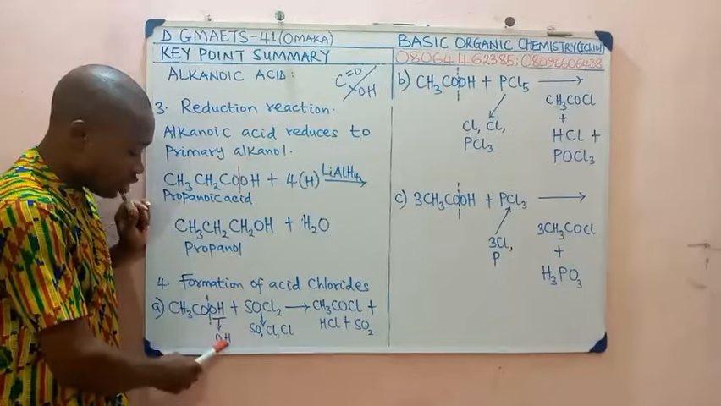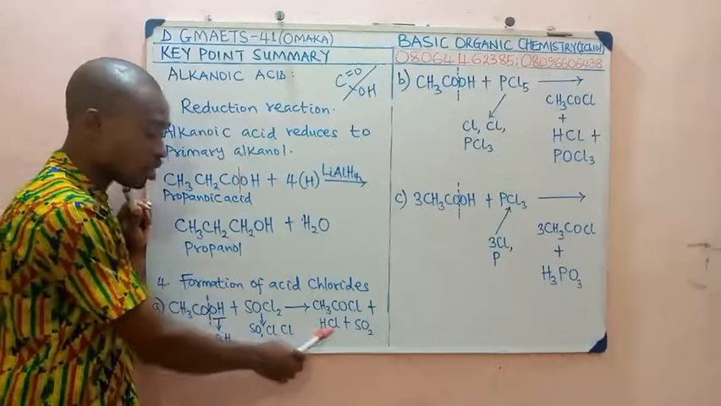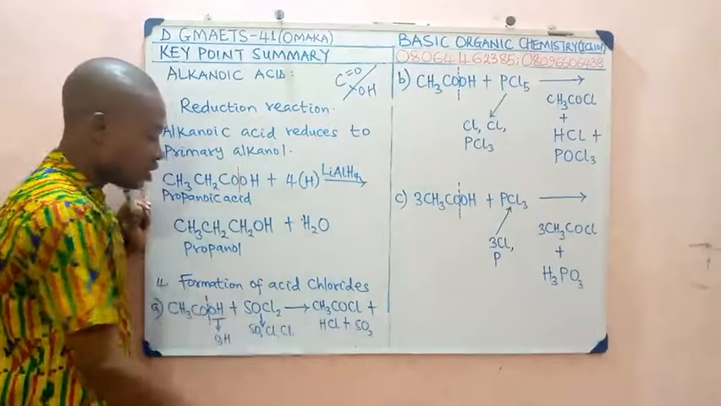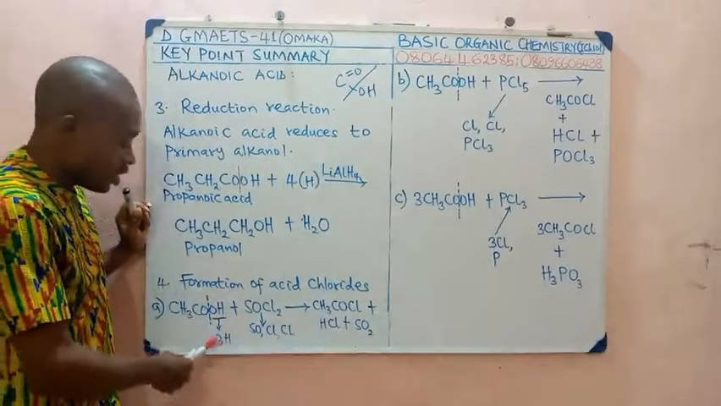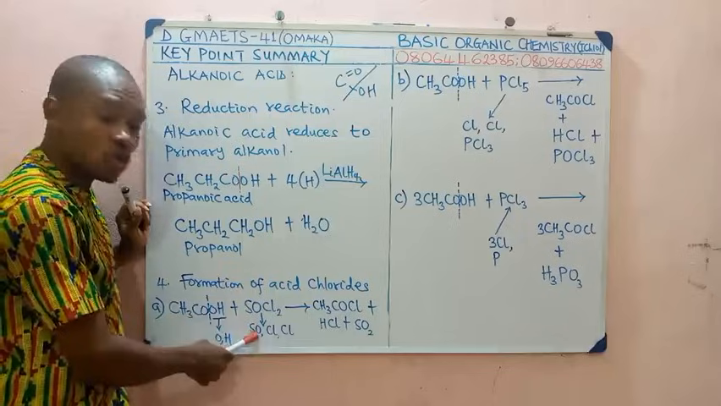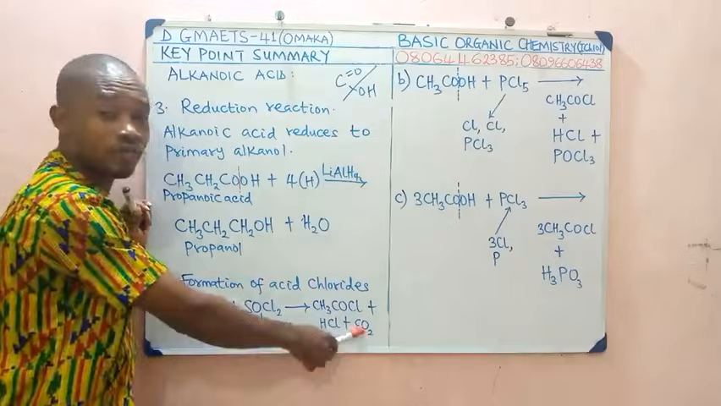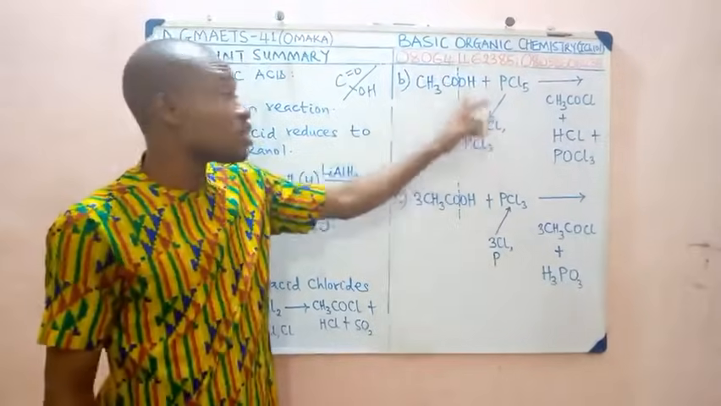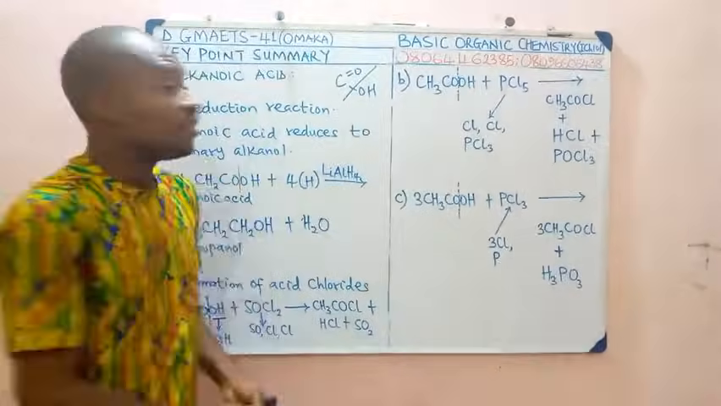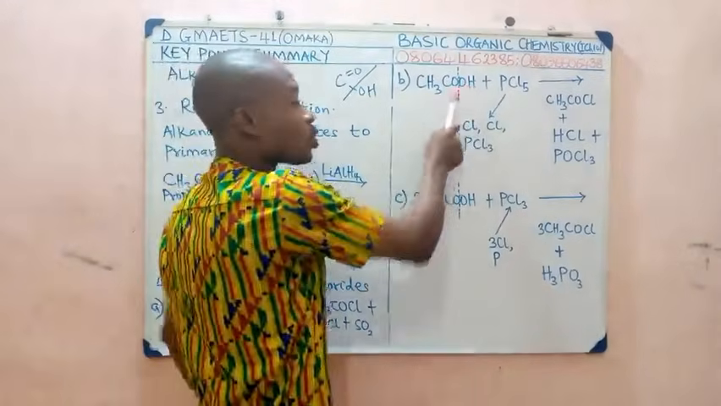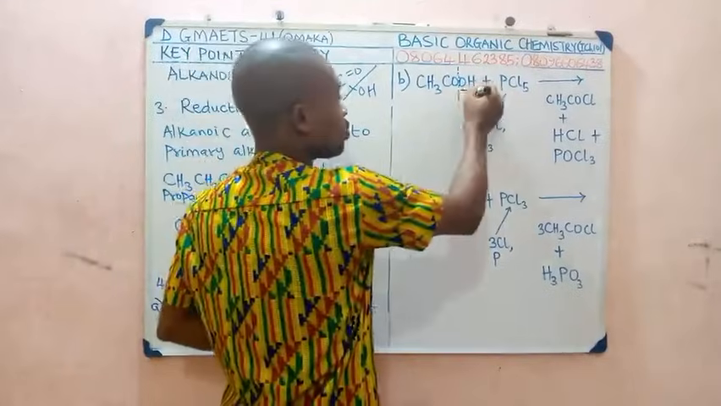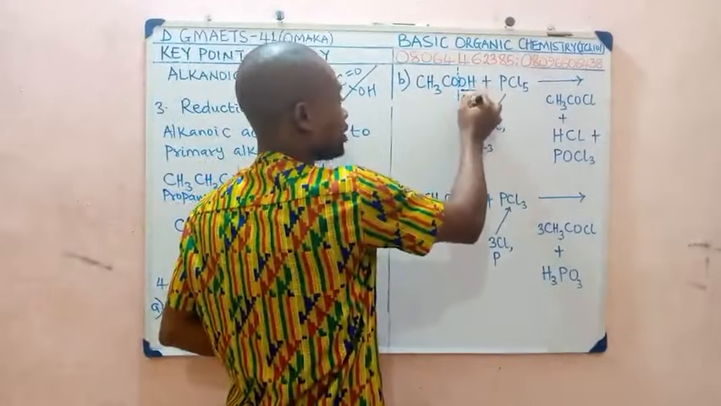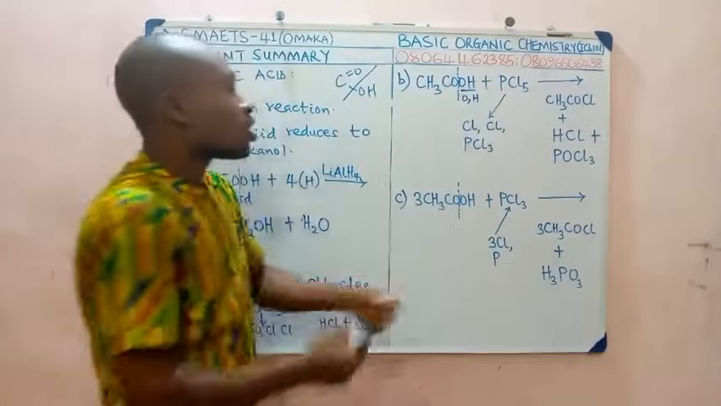Then this hydrogen will pick the remaining chlorine to give us HCl, hydrochloric acid, and then the oxygen will react with this SO to give us SO2, which is sulfur(IV) oxide. Come to this again, this ethanoic acid splits at this point as usual. Then this OH will still split into oxygen and hydrogen.